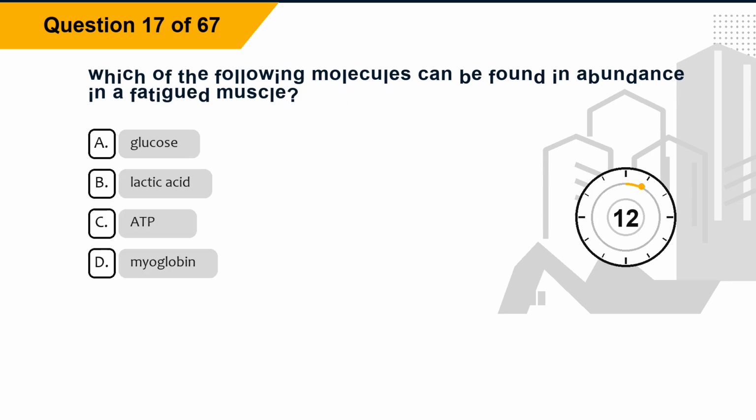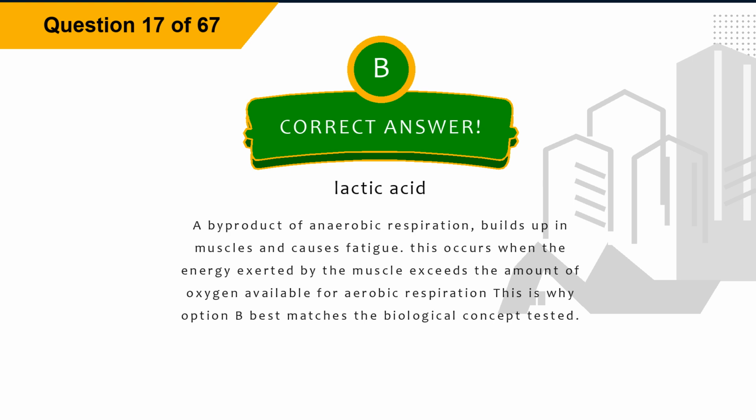Question 17. Which of the following molecules can be found in abundance in a fatigued muscle? Option A, glucose. Option B, lactic acid. Option C, ATP. Option D, myoglobin. The correct answer is option B, lactic acid.